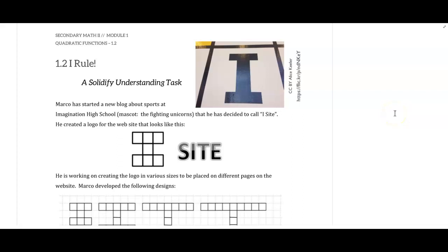Alright, so in this next task, we continue with this potential new function. So let's take a look. It says, Marco has started a new blog about Sports Imagination High School that has decided to call iSight. He created a logo for the website that looks like this. Okay, so you have that I.